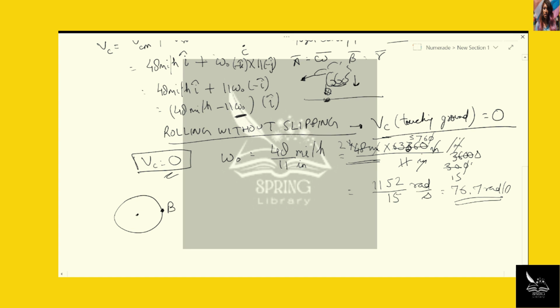Sorry, B was here, I think. D was at a 30-degree angle. And this was actually point E. Okay, so what is the velocity of point E?